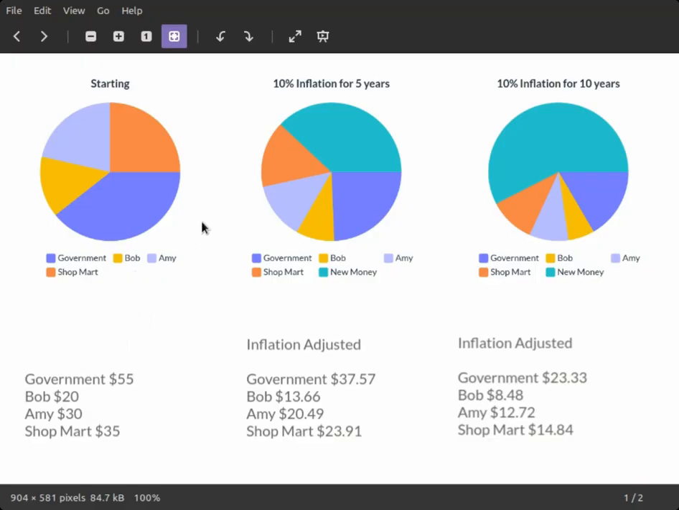So, what does inflation look like? I made a nice little chart here for us to take a look. There's an imaginary little economy that I've built here in this starting pie chart. It's a very simple economy. This is a very simple country.